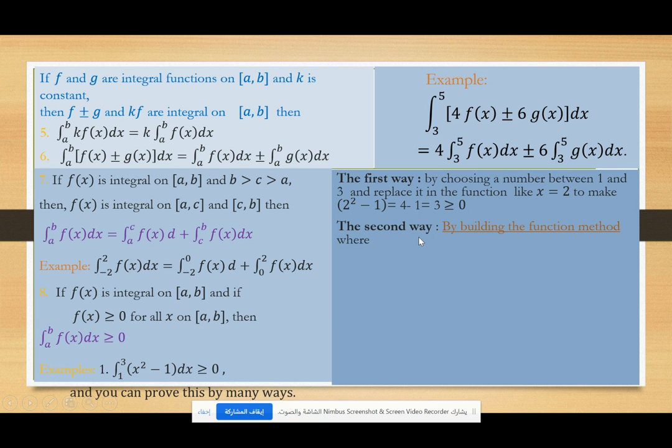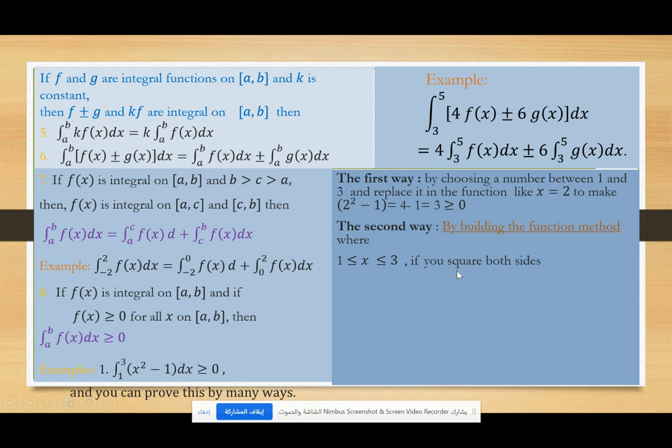Done. The second way is the building-the-function method. That means I'm going to build the function. How? Let us see. To build the function, you start with the value of x. You can see that x is defined from 1 to 3. So this is your interval, defined from a to b, from 1 to 3. And it can be written this way: x is between 1 and 3.